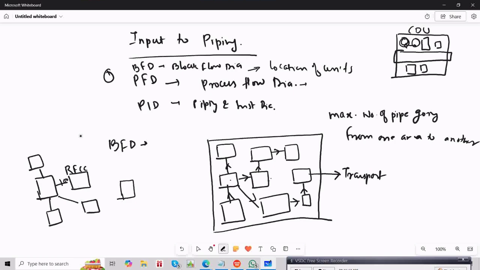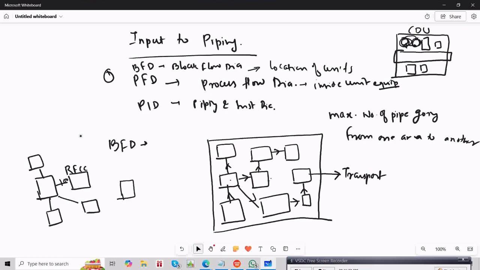So how will you come to know? From the number of lines. Suppose from this column you have 20 lines going to this second column, so you will keep this second column next to this column. So inside the unit, which equipment comes near to which equipment, that you are going to decide in this PFD. Understand? So that is how you are going to create a PFD. Got it?